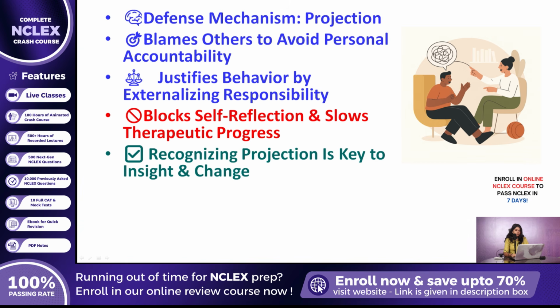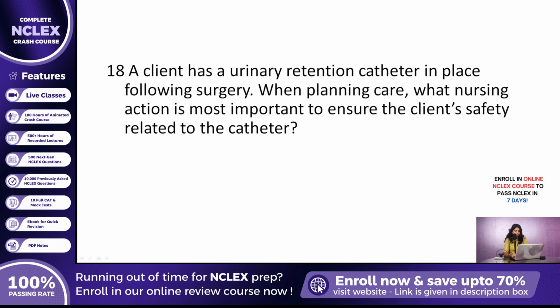Now let us turn our attention to question 18, which emphasizes the importance of infection prevention in postoperative care involving a urinary catheter. A client has a urinary retention catheter in place after surgery, and the nurse must carefully plan interventions to ensure the client's safety. The key concern here is preventing complications such as infection. So, which nursing action is most important to protect the client in this situation? Let us go through the options one by one.